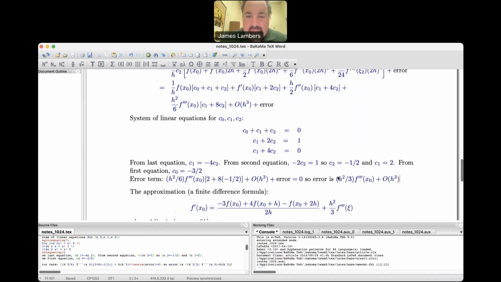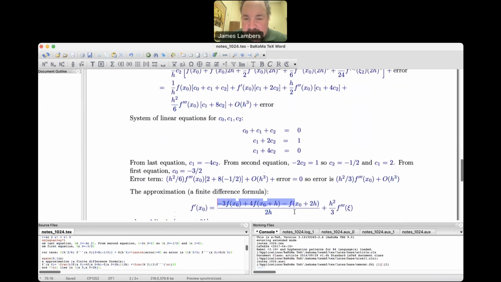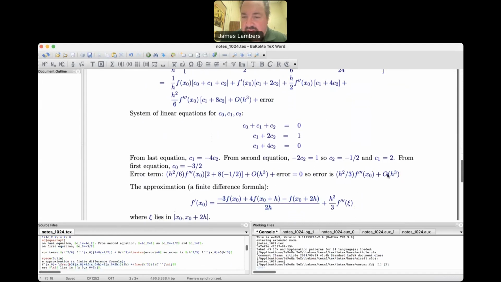So now, after plugging in c0, c1, and c2, this is what I get. f prime of x naught is equal to this. This is my approximation, which is called a finite difference formula. And then this is my error term. Notice it's almost the same as this error term here. The only difference is instead of evaluating f triple prime at x naught, it's evaluated at an unknown point that lies between x naught and x naught plus 2h. In other words, it lies somewhere between the points that were used to obtain the approximation.